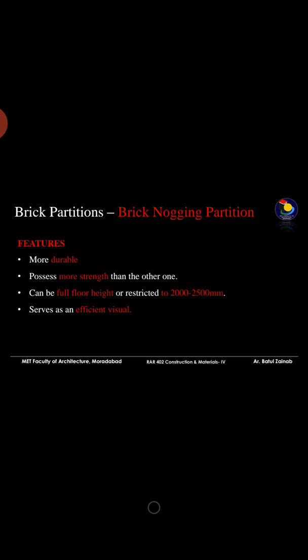So here come the features. This type of wall is more durable. It possesses more strength than the other two. It can be full floor height or restricted to 2000 to 2500 mm. It serves as an efficient visual connection. Why? We can place windows and doors in between this type of wall or frame also. So it is efficient when we have to give a visual connection too.